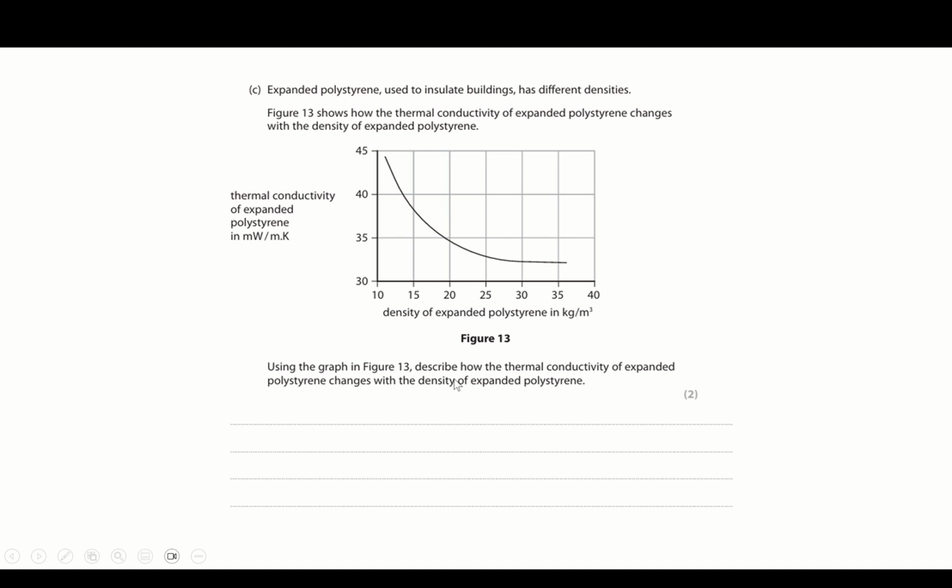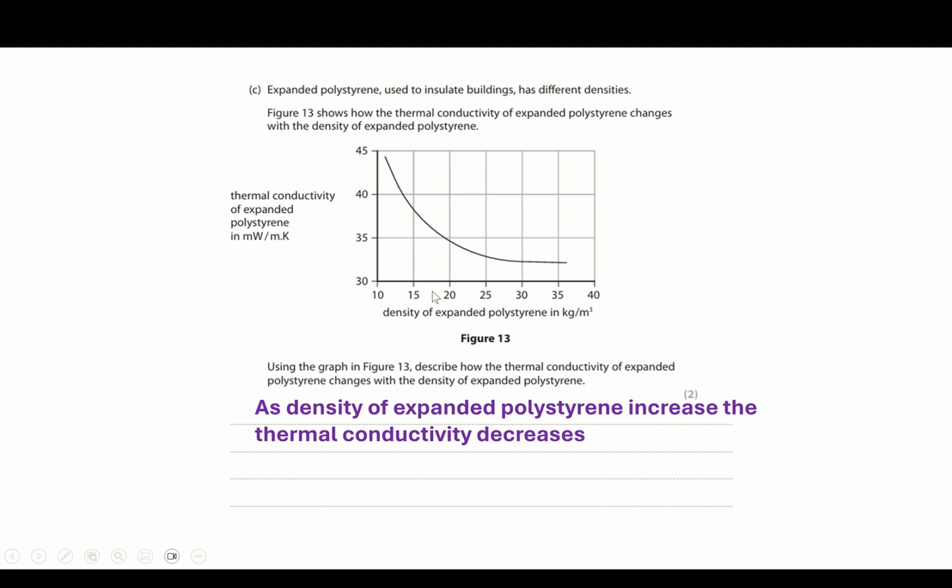Describe how thermal conductivity changes with the density. That's our usual thing in analysing a graph. So as density increases, thermal conductivity decreases. Mark. And the next part is, that is a non-linear relationship, or it's decreasing at a decreasing rate. So it's a non-linear relationship that levels off.